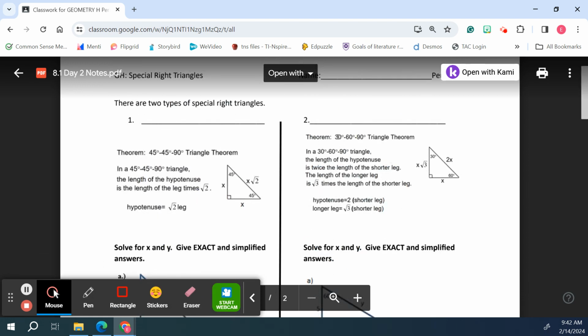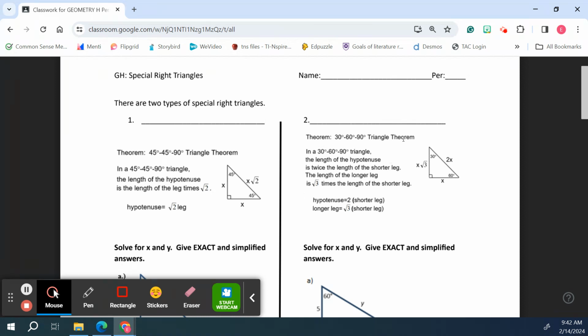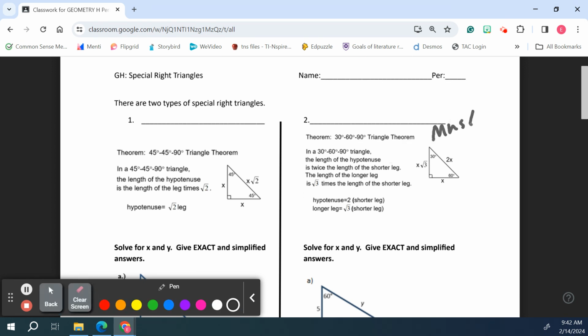All right. So the theorem for a 30, 60, 90 right triangle is that the length of the hypotenuse is twice the length of the short leg. The length of the longer leg is the square root of 3 times the length of the shorter leg. So here they give you the hypotenuse, 2 times the short leg. Long leg is root 3 times the short leg. So here's the deal. You must have the short leg. You cannot do anything without it.